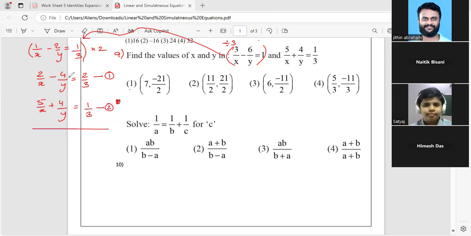So in order to eliminate them, all I have to do is add them. When I add them, these two terms get cancelled. 2 by x plus 5 by x gives you 7 by x. 2 by 3 plus 1 by 3 is 3 by 3, that gives you 1. And ultimately x is equal to 7. That is your x's value. How many options do we have? We have only one option with x equal to 7. You can directly take that option.